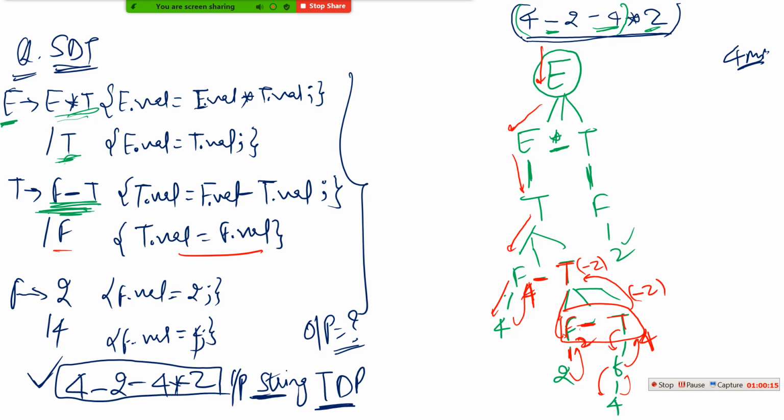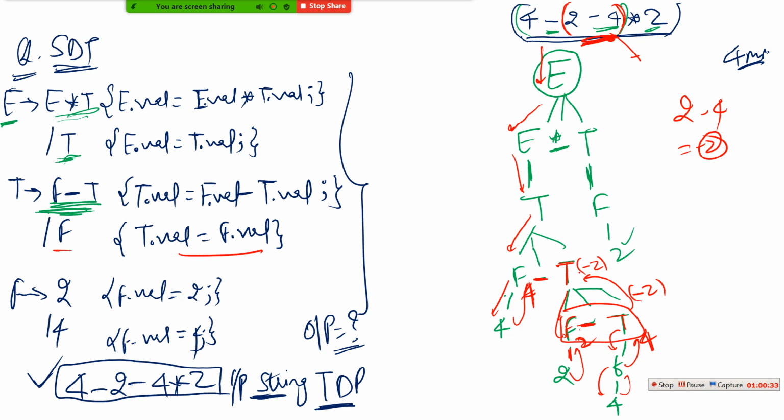So if you observe here, 2 minus 4, that is this transition, is generated first. 2 minus 4, that is minus 2. This transition is generated first. I will also tell you why it is generated first.